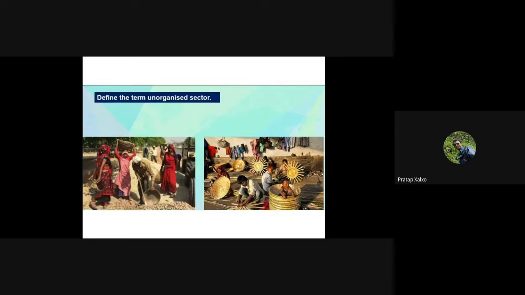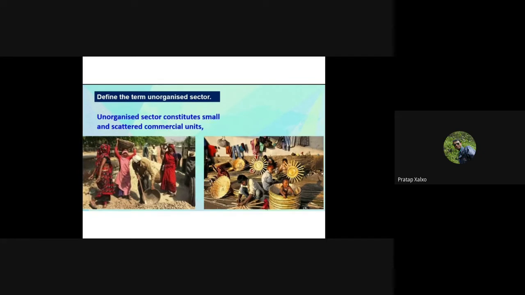Now, let's understand what is an unorganized sector. An unorganized sector constitutes small and scattered commercial units, and our country has plenty of these, which are outside the control of the government. There are no rules and regulations in the unorganized sector, and jobs here are low paid and irregular. Employment is not secure in this sector.